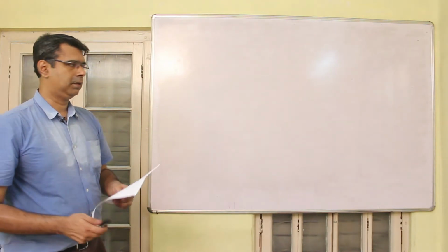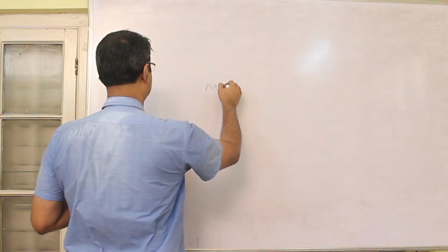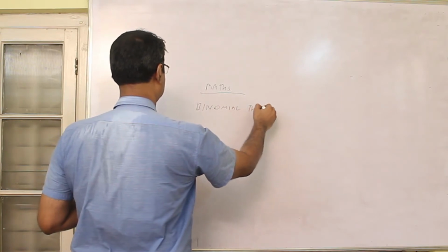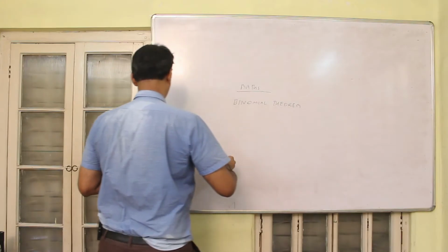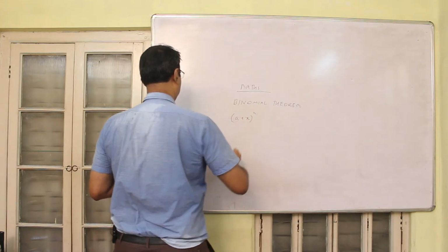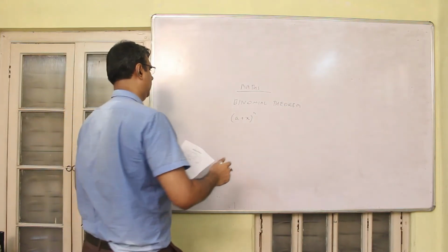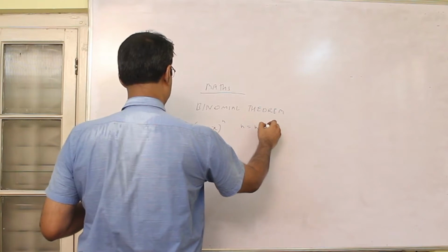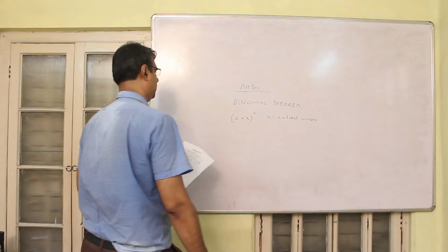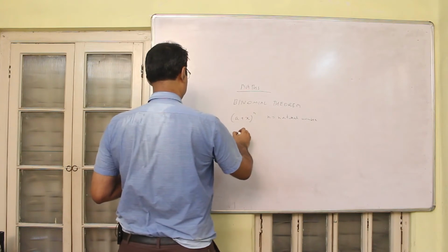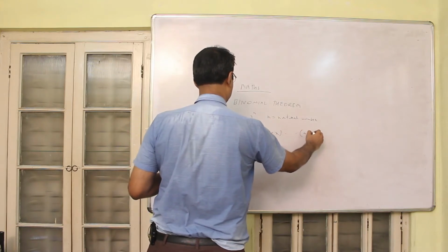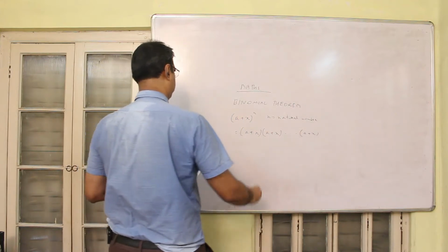Today we are going to do binomial theorem. Suppose you are asked to find the expansion of a plus x to the power n, where n is a natural number. So it is equivalent to multiplying a plus x with itself n times.